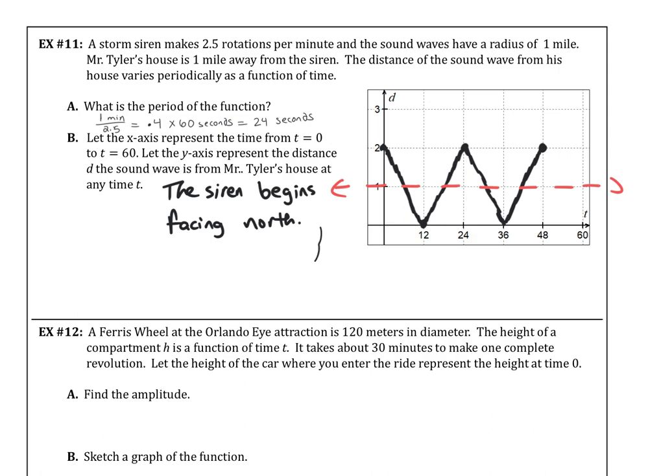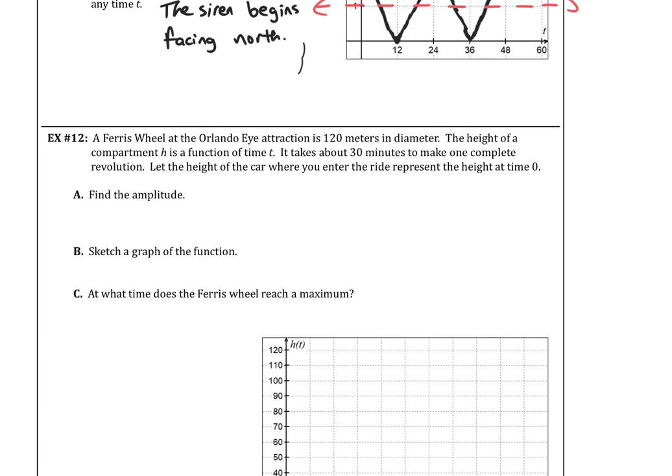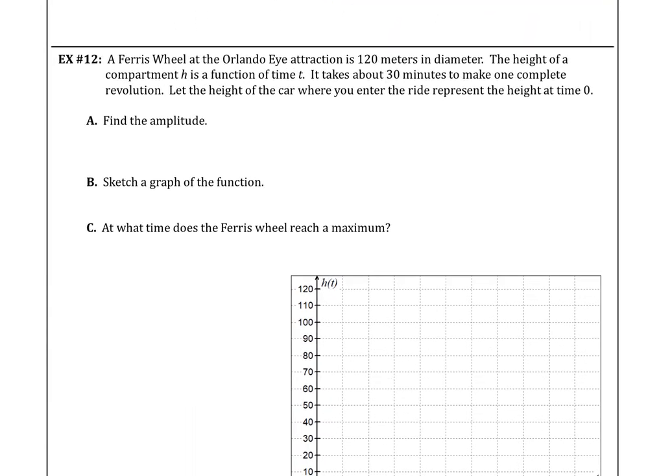Okay, last one here, the Ferris wheel problem. This is a really good one. It's 120 meters in diameter, and so the height of a compartment on the Ferris wheel, h, is a function of time t, and it takes 30 minutes to make one complete revolution. So there's our 30 minutes, our period. We want to figure out the height of the car where you enter the ride, which represents the height at time 0. So we're going to start this thing at 0, 0.